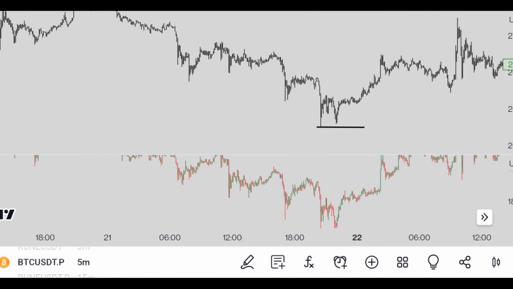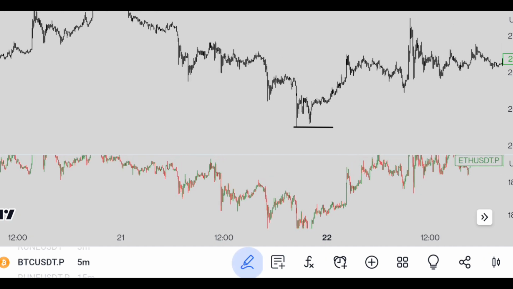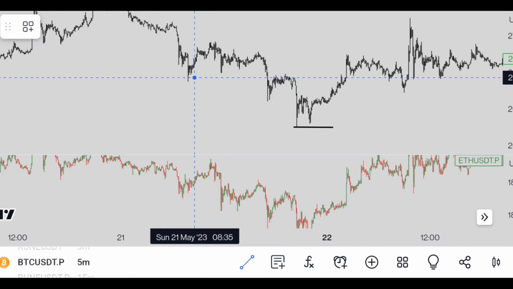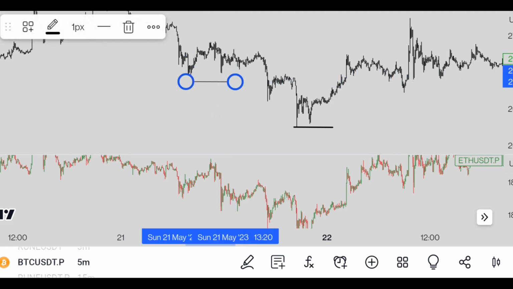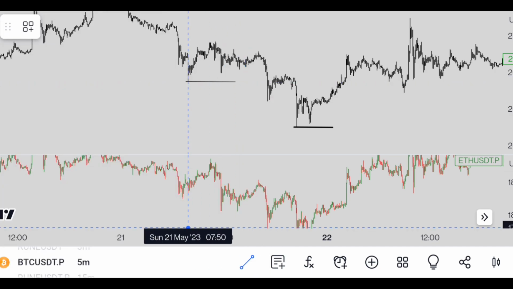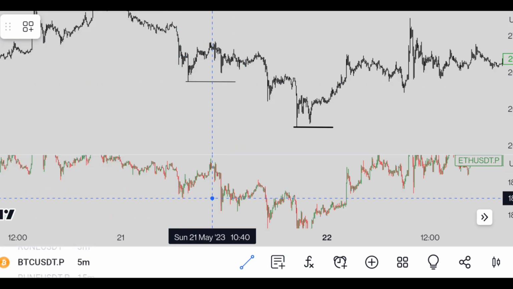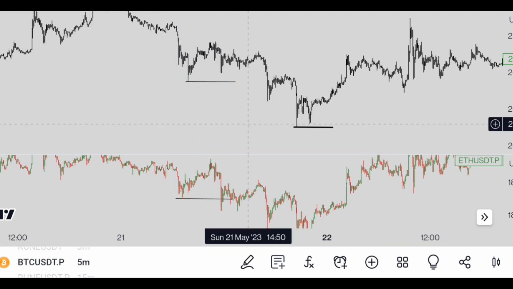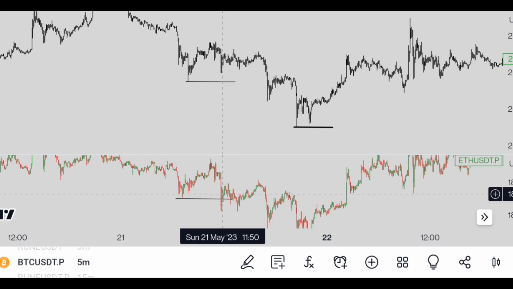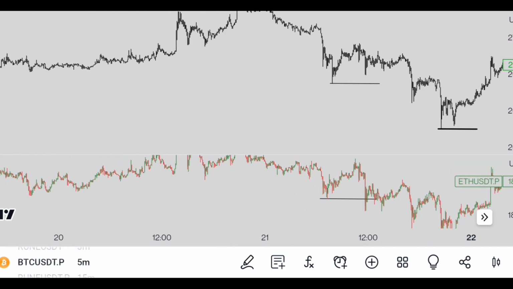Let me show you some more examples. So here you can see Bitcoin made a low, and at the same time Ethereum made a low. So you can see Ethereum made this low. Again, Ethereum took this low, took the liquidity, and Bitcoin didn't. So Ethereum started pumping from here, and Bitcoin too. So you can bet on the price that in the next 5 minutes the price will go up. I will show you some more examples.